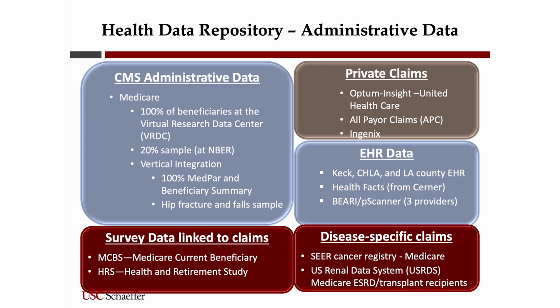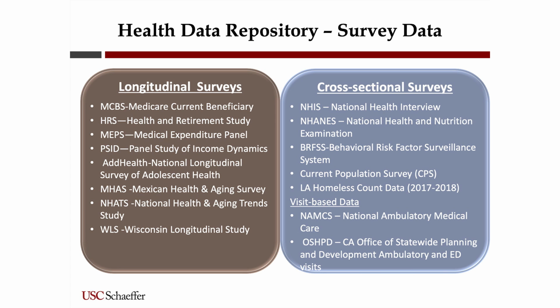And then we have disease-specific claims, so two versions of that. We have some SEER cancer registry claims, which are Medicare claims, and then we also have Medicare claims from the U.S. Renal Data System, or USRDS, which includes ESRD and kidney transplant patients. We have a lot of survey data, and this is, as I said, not an exhaustive list.